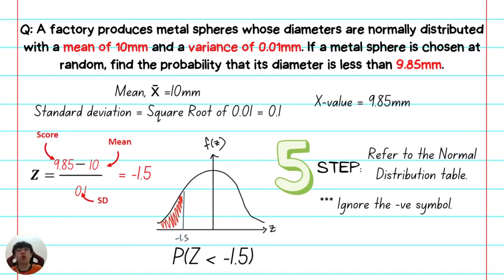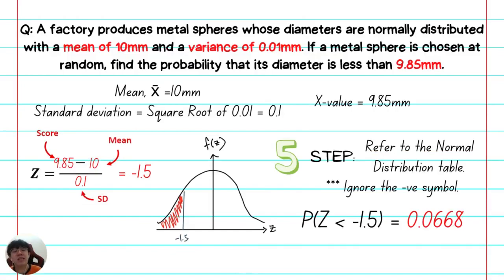Last, we are going to look at our normal distribution table and find out the number that is compatible to our z-score 1.5. Do remember that we have to ignore the negative symbol because the negative symbol only indicates the position of the z-score in our normal distribution graph. So by referring to our normal distribution table, you will find out the answer that is compatible to the z-score 1.5 is actually 0.0668. And this will be our final answer.